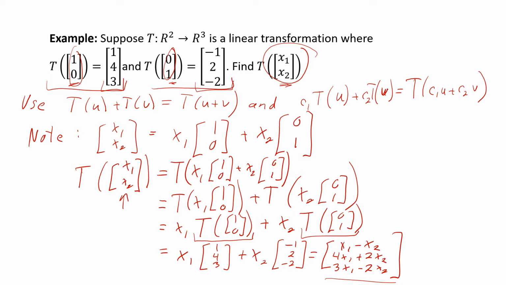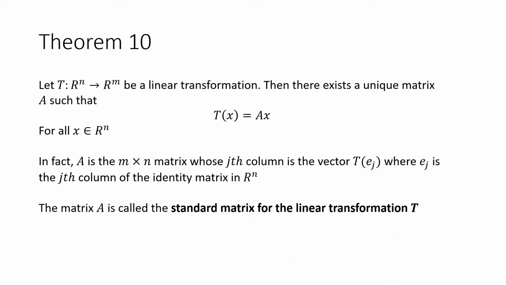The entire linear transformation is defined, or we can figure it all out, just from two examples when I'm going from R2 to some other vector space. Which leads to theorem 10. If we have a linear transformation from Rn to Rm, there exists a matrix such that that linear transformation is a matrix transformation.